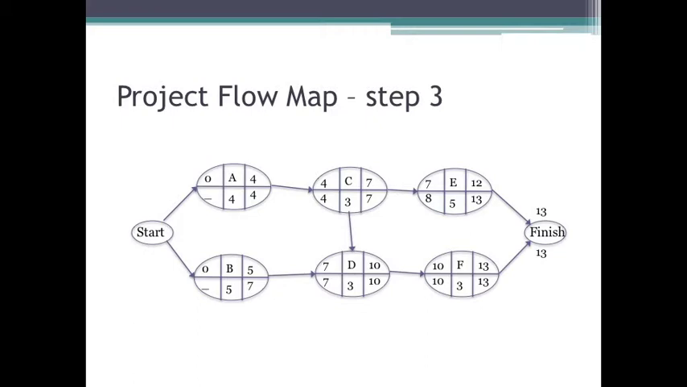And thus, we're able to calculate the latest start time for task A and task B as well. For task B, latest start time is 7 minus 5, which is equal to 2. For task A, latest start time is 4 minus 4, which is equal to 0. So, we've filled in our project flow map. So, what's left? Well, what's left is to determine a few things with regard to each task. Specifically, we want to determine slack, and ultimately we want to determine the critical path.